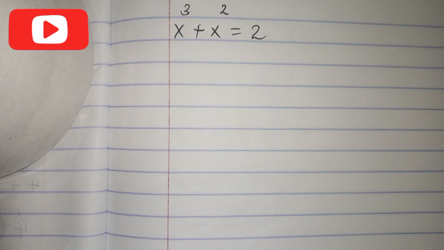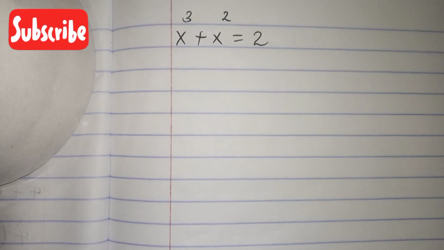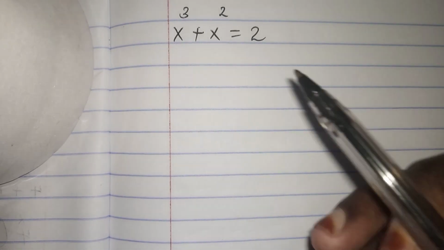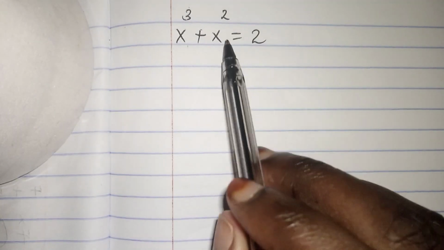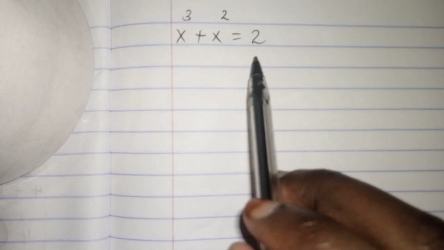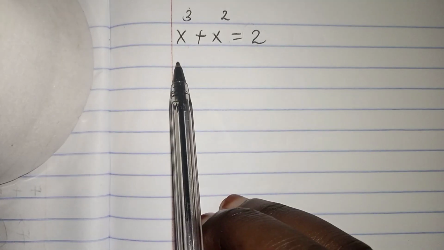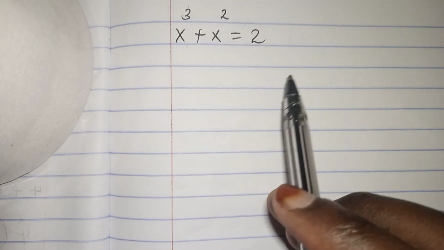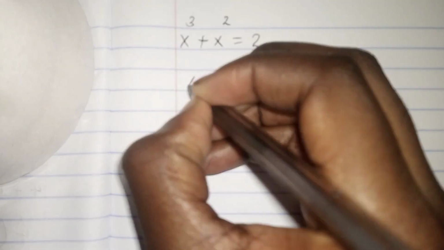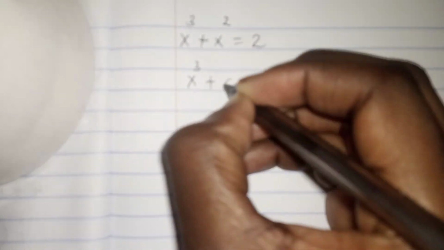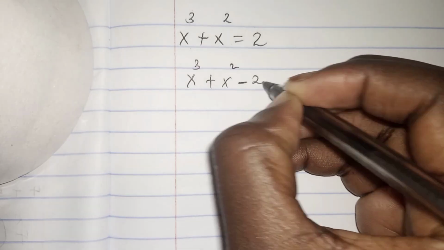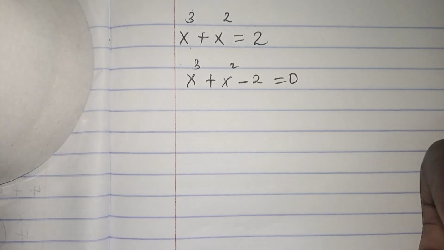So today I'm bringing you this nice equation that I want us to solve for the value of x when given x cubed plus x squared is equal to 2. So what shall we do? Our first step is to take this 2 to our left hand side and equate it with 0. So this will remain as x cubed plus x squared minus 2 is equal to 0, right?